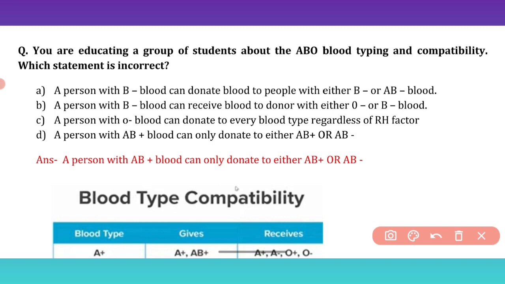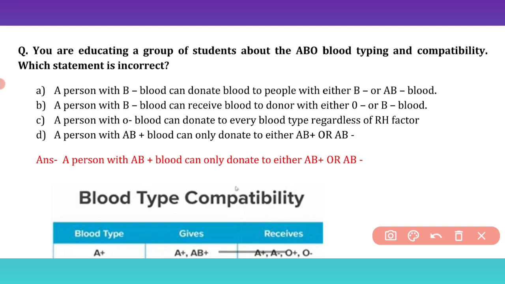And option C is a person with O negative blood can donate to every blood type regardless of RH factor. Yes, because O negative is a universal donor. Okay, many students are making mistakes here. They know O blood group is a universal donor, but positive or negative, still they are having the confusion. See, please remember O negative is the universal donor. They can donate to anyone. Okay, but O negative can receive blood only from O negative people. That also you are supposed to remember. So option C is also right.